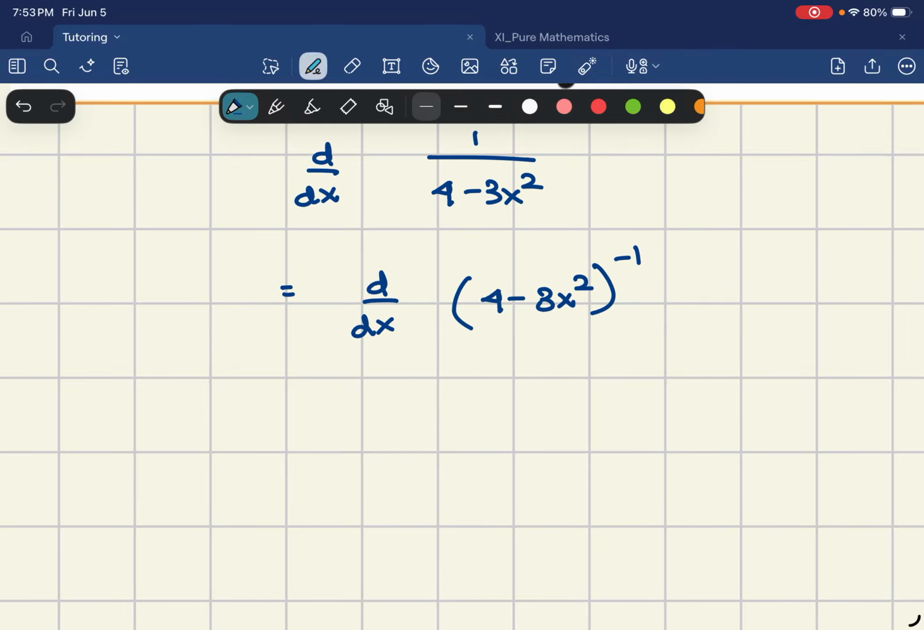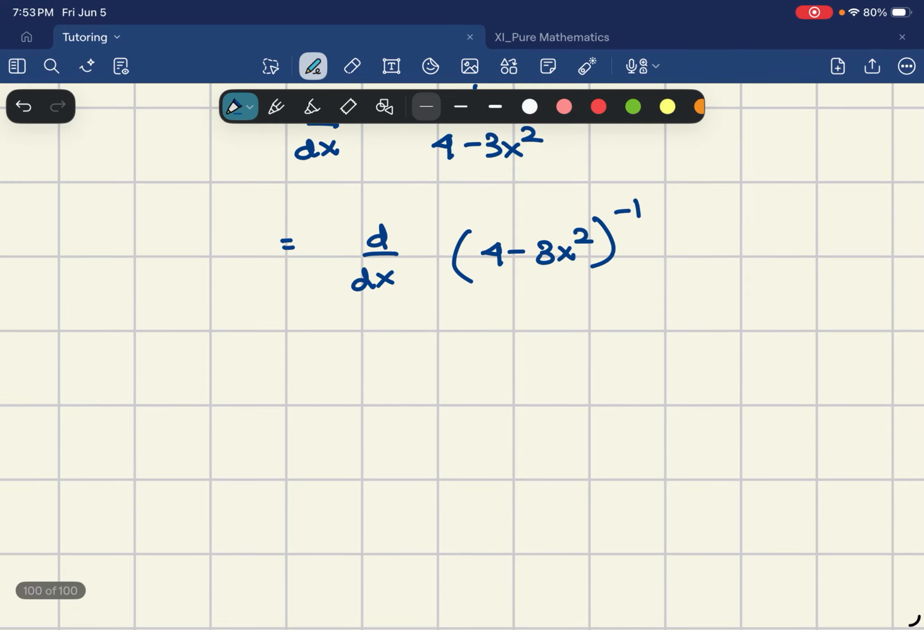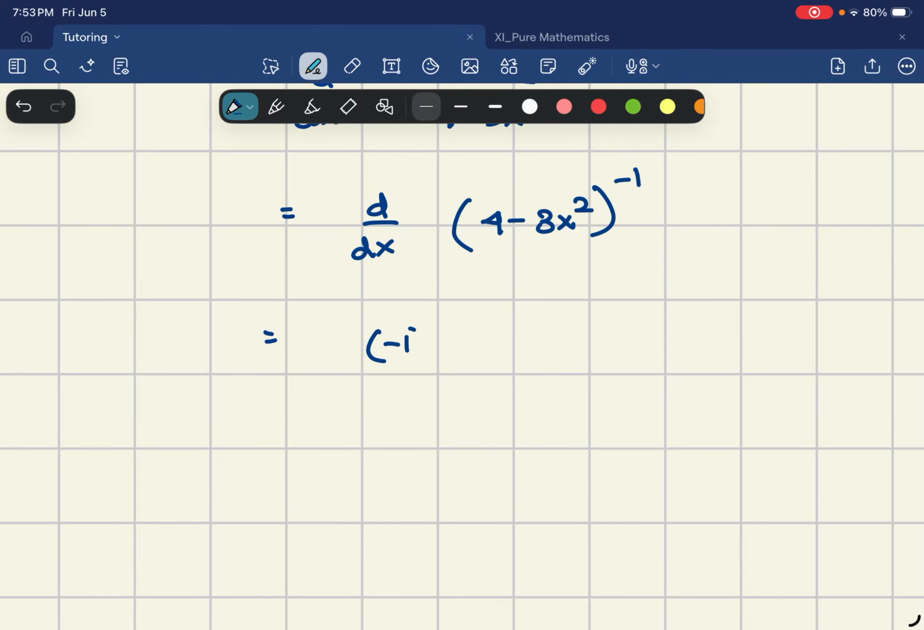Sorry, we only differentiate with respect to x. So you bring -1 to the front, 4 minus 3x squared to the power -2. But there is an x inside, so you have to differentiate it again.